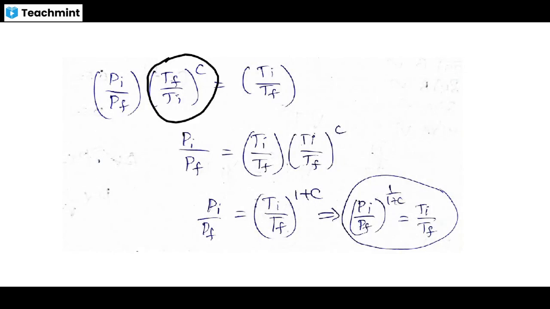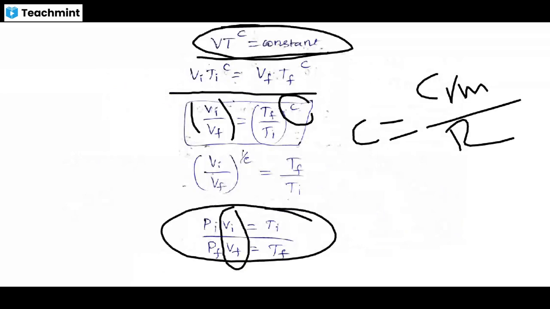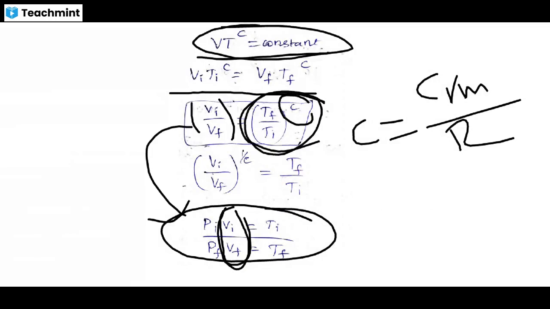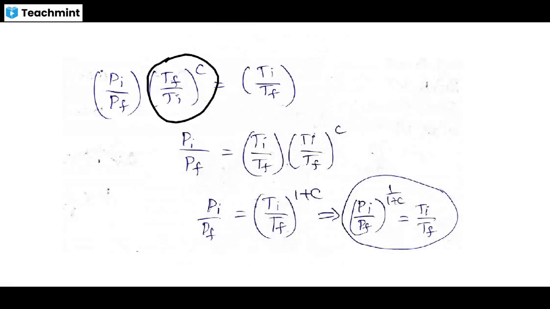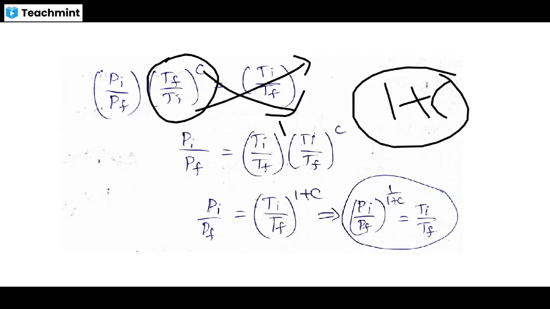Now substitute for Vi by Vf. Here you see this. You substitute Tf by Ti the whole power C. Then take Ti this side and Tf this side: Ti by Tf the whole power C. Here 1 plus C means 1 plus C. If you take the 1 plus C this side, it means 1 by 1 plus C. Pi by Pf to the 1 by 1 plus C equal to Ti by Tf.